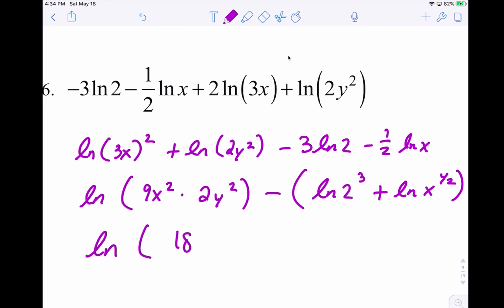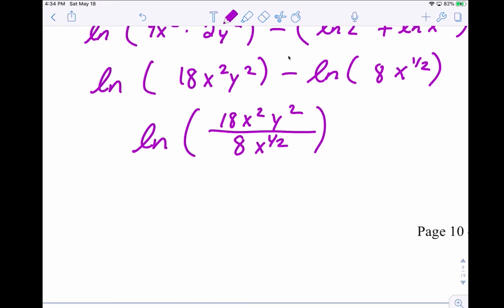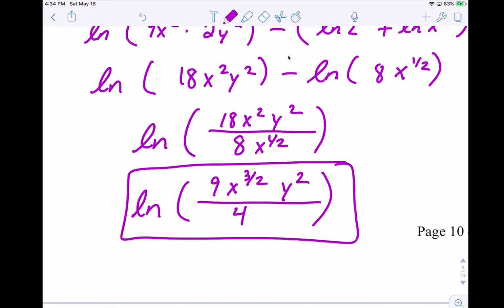So ln of 18 x squared y squared minus, actually let's do this, minus natural log of 8x to the 1/2, and then because I'm subtracting the 2 terms, we got natural log of 18 x squared y squared over 8 x to the half, which then you guys can simplify and make it 9x to the 3/2 y squared over 4. You're just simplifying there. That's all you're doing.